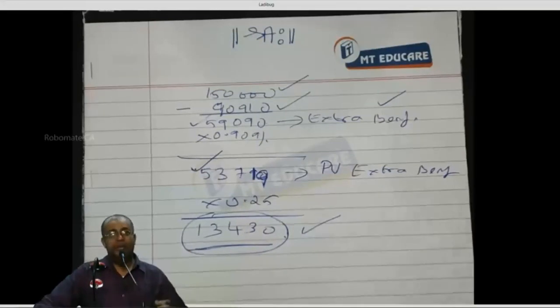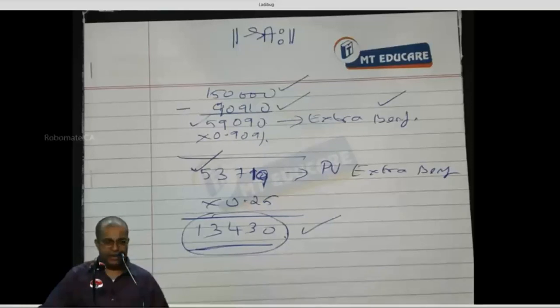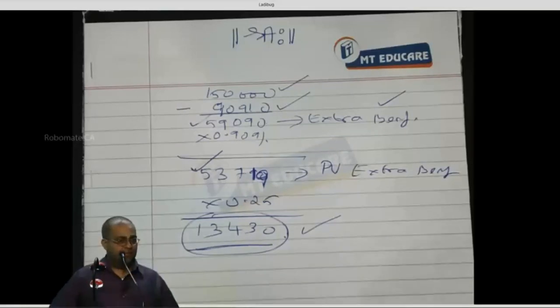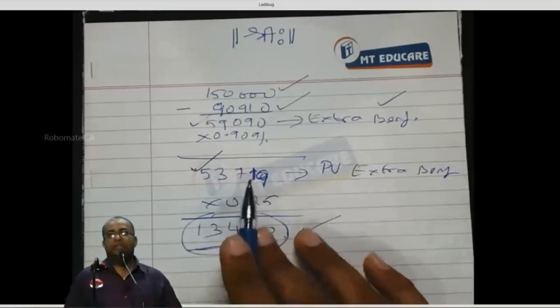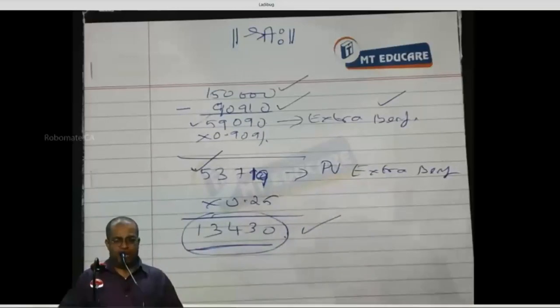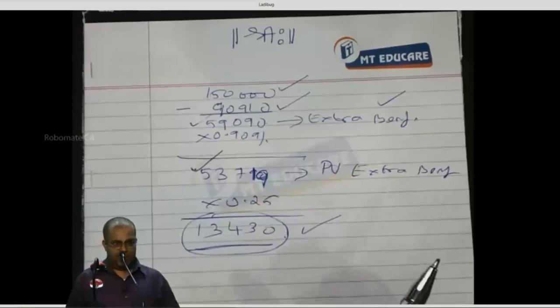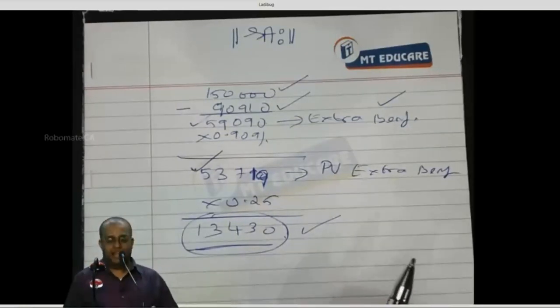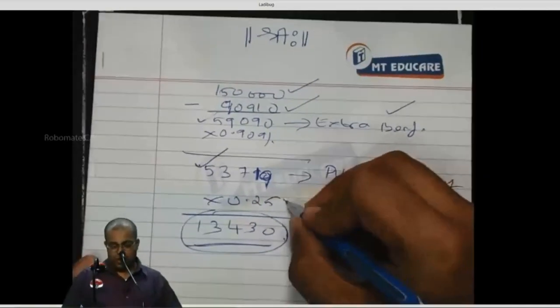Now, continue. This value can be obtained only when the year one cash flow is what? 1 lakh, whose probability is what? 0.25.